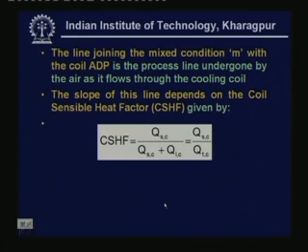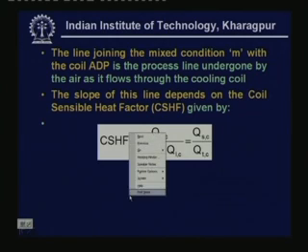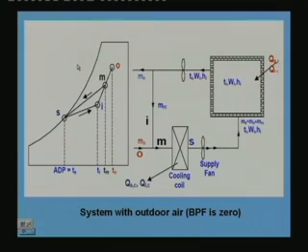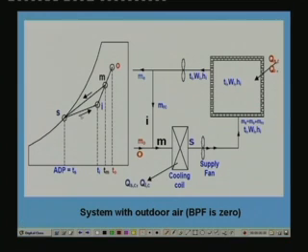The line joining the mixer condition M with the coil ADP is the process line undergone by the air as it flows through the cooling coil. The slope of this line depends on the cooling coil sensible heat factor. So, let me just show this. What I am talking about is this line. As we know, this line is your RSHF line. This line is nothing but the process line as the air flows through the cooling coil.